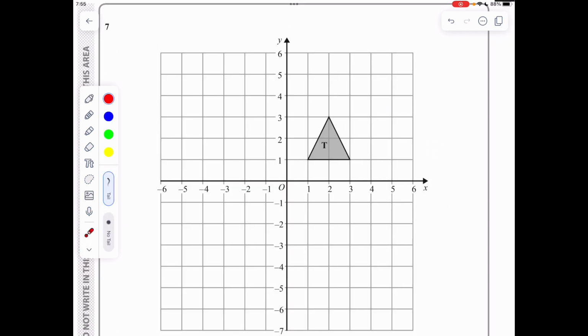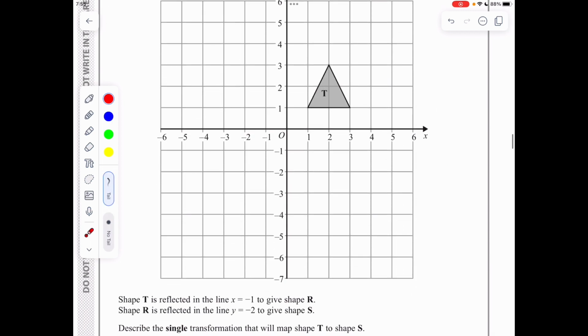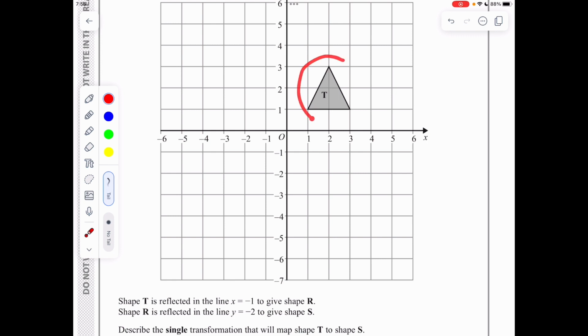In question 7, we start off with triangle T. It's reflected in the line x = -1 to give shape R, and then shape R is reflected in the line y = -2 to give shape S. And we need to describe the single transformation that will map T onto S.